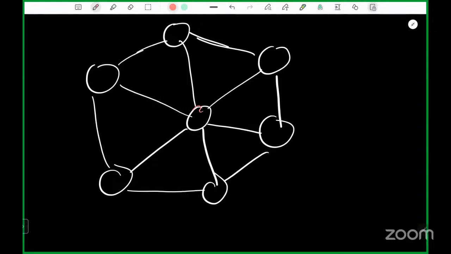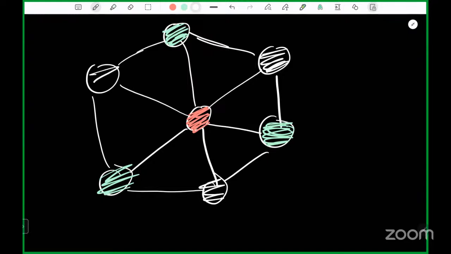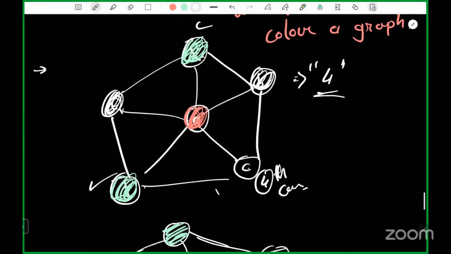So let's see. One color obviously for the center vertex, right? This color we cannot use for any other vertex. So what I'll do, I'll select green color to color this vertex, green color to this vertex, green color to this vertex. That I can do, right? And I'll select one more color to color the remaining vertices. So here we need 3 colors to color this graph. That's the point I want to mention.